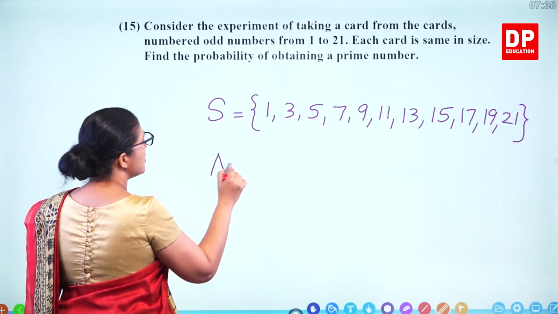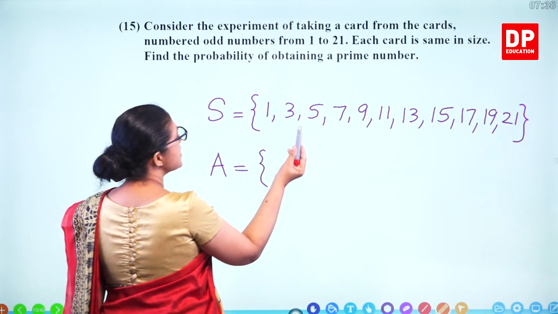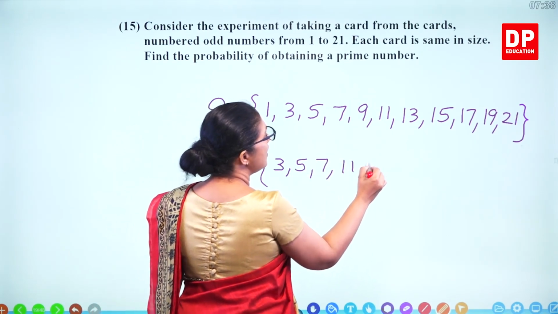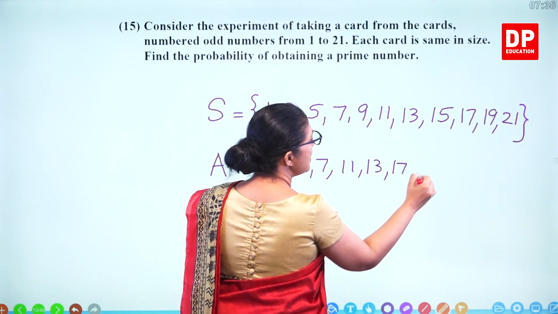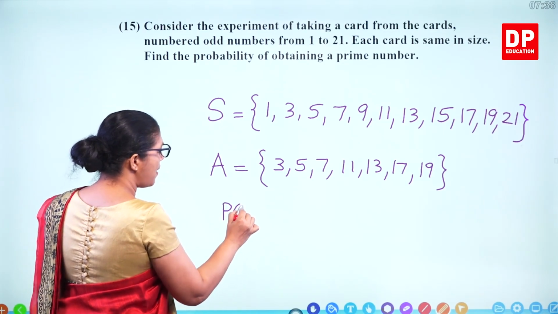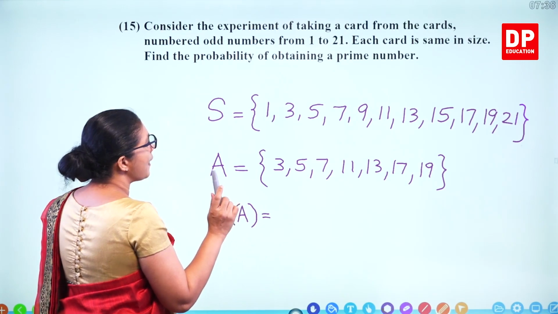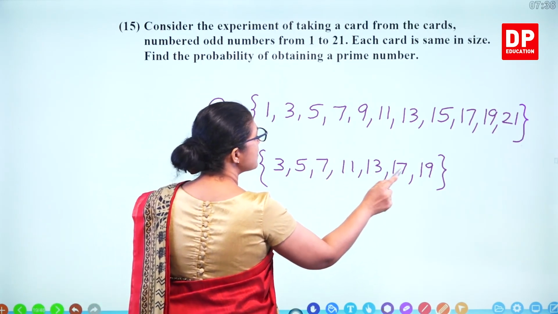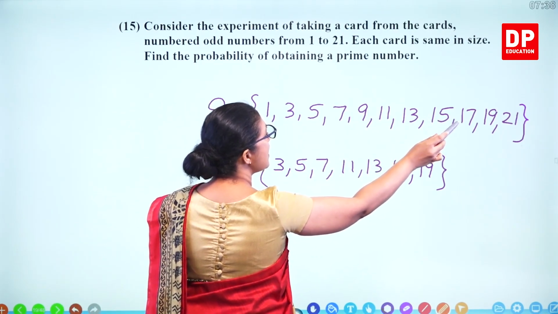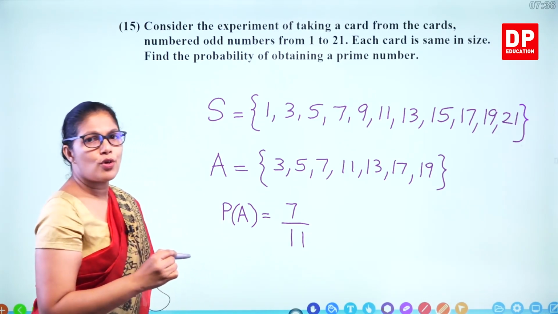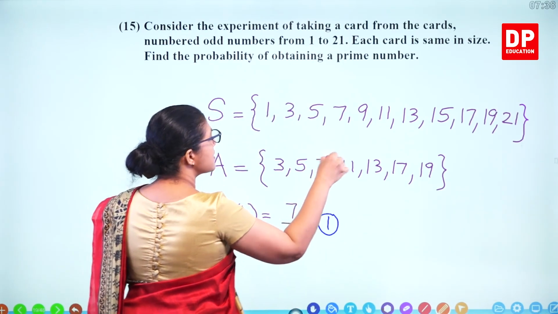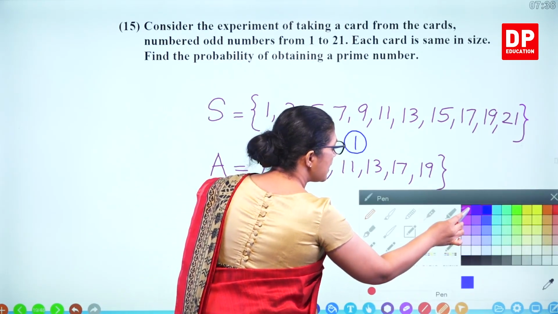So we'll take prime numbers are A. What are the prime numbers here? 3, 5, 7, 11, 13, 17 and 19. So what's the probability of getting a prime number? Probability of A, n(A) 7 out of 11. So 7 over 11. So 1 mark for the correct answer and 1 mark for the method.